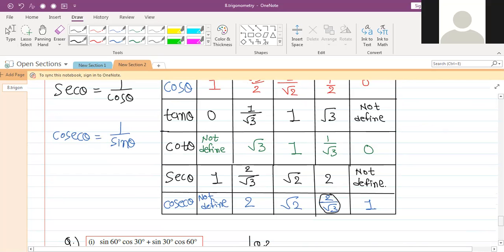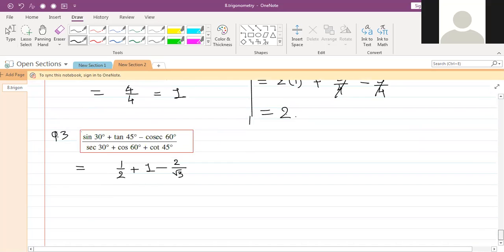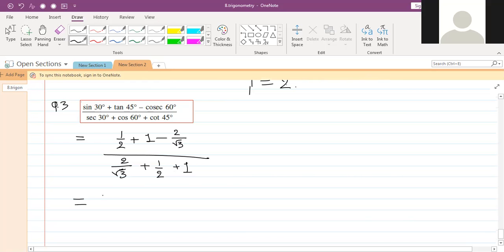Otherwise, if you remember only sine, cos, and tan, then you can also write it, because the reciprocal of sine is cosec. Okay, here sec 30, that is also 2 upon root 3, plus cos 60, that is 1 by 2, and cot 45, that is 1. Okay, and here we can take the LCM. So 2 root 3 is our LCM in the numerator. So here root 3 is multiplied, plus here we get 2 root 3 minus 4.